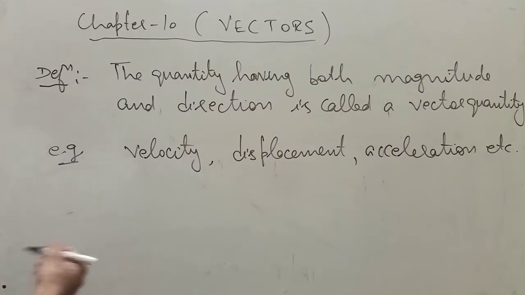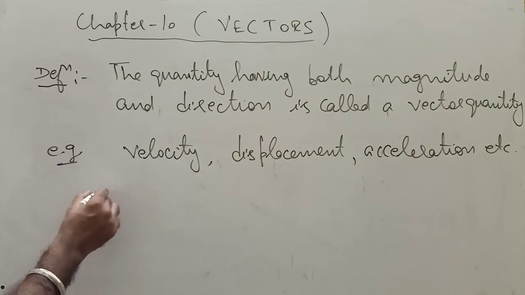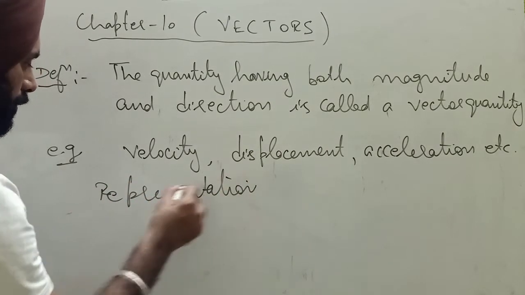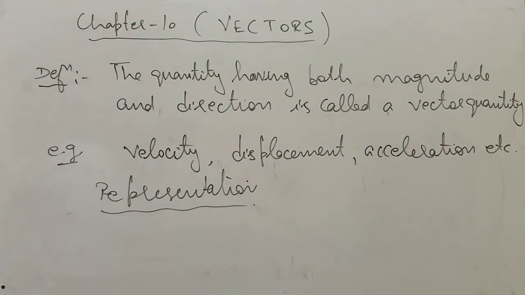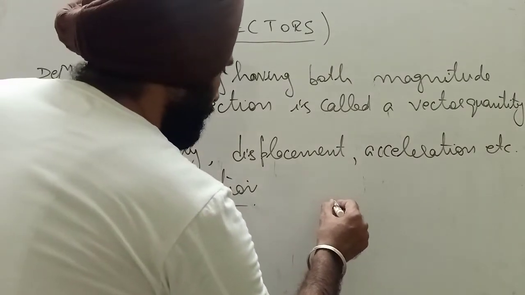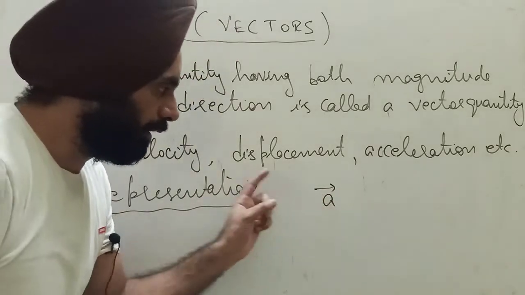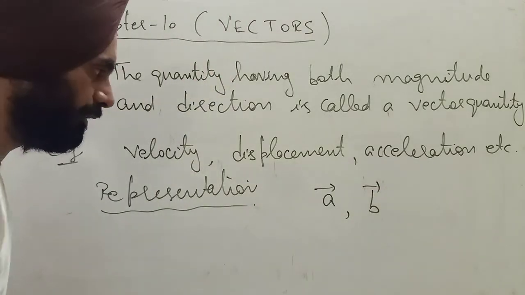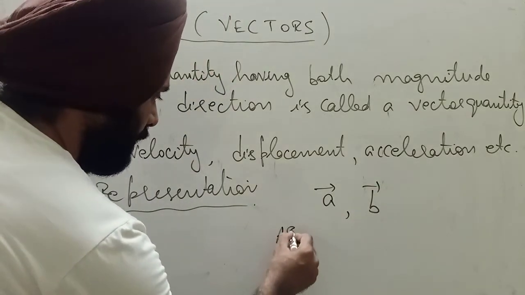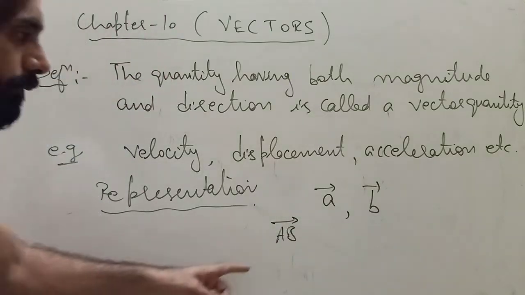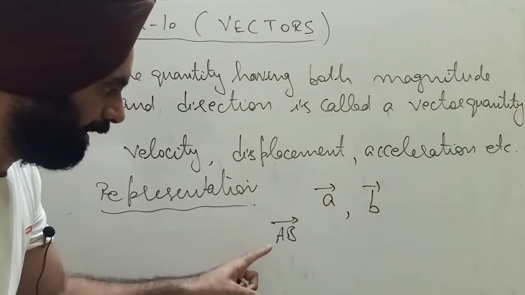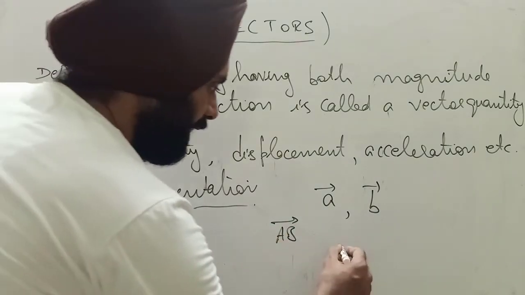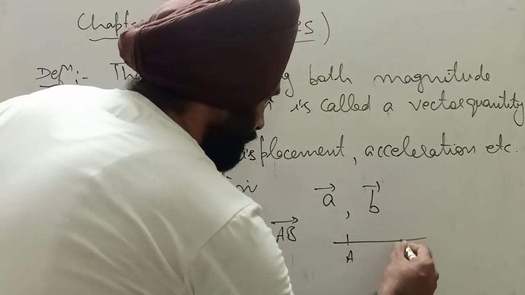Now, what is the representation of the vector? How can we represent this vector? If we are using a single letter, then the vector can be represented like this. There should be an arrow on the head of the letter: A vector, B vector. Or if we are using two letters, then it should be like this. A small letter should always be single, and if we are using capital letters, then there should be two letters. A is the initial point and B is the ending point. So this is the vector AB.